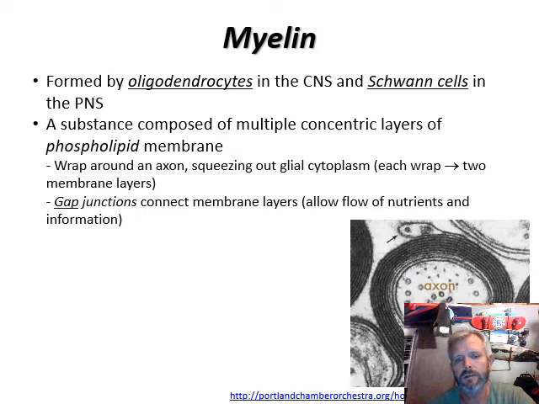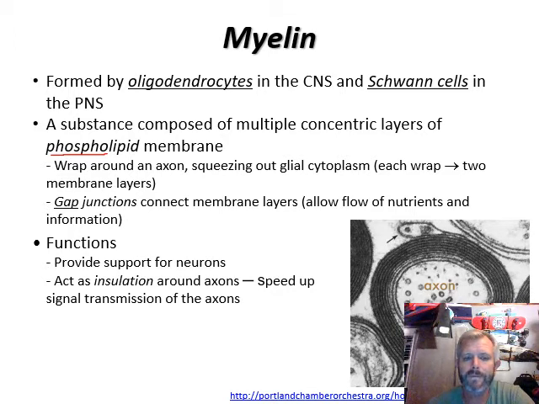So just looking a little closer, you can see here are those concentric rings. Basically it's the plasma membrane wrapped around, and you're squeezing out the cytoplasm, so you have these concentric layers of phospholipid, almost like electrical tape wrapped around an electrical wire. Okay. It provides support, but acts as insulation for the axon. It's going to allow the speeding of transmission.